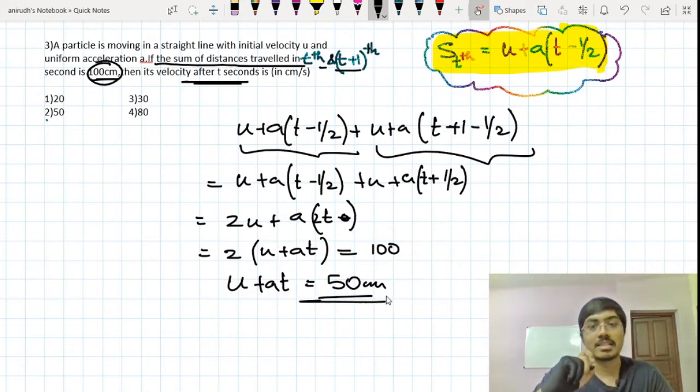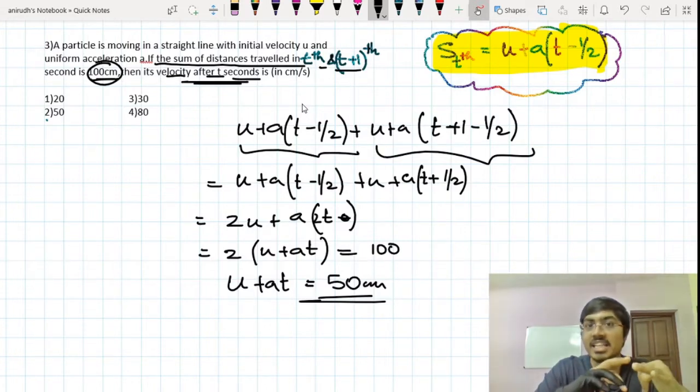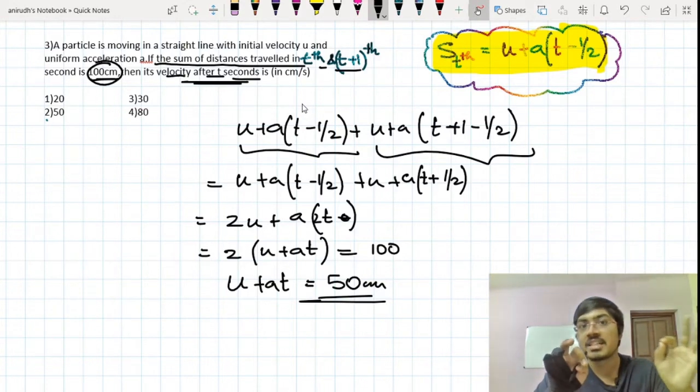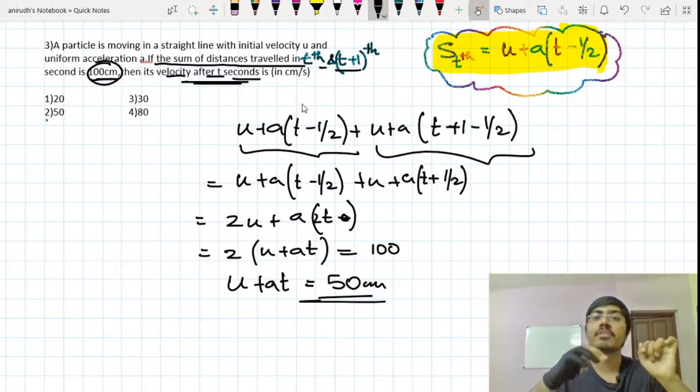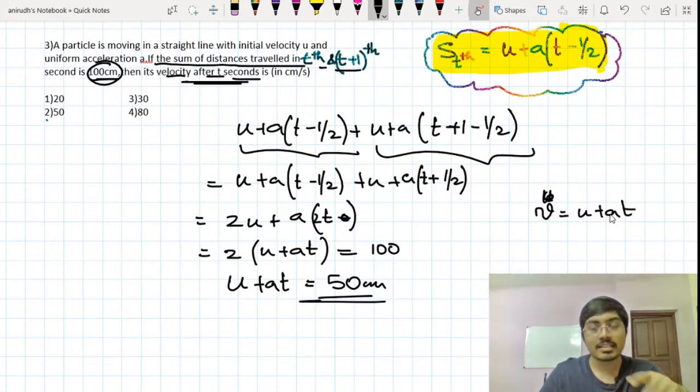Now what do you understand from this? The velocity after t seconds of a body whose initial velocity is u and acceleration is a. I am asking you the velocity after t seconds, provided this body is having uniformly accelerated motion. So v is equal to u plus at. It has an initial velocity u, constant acceleration a, and after time t seconds, the velocity is equal to v.